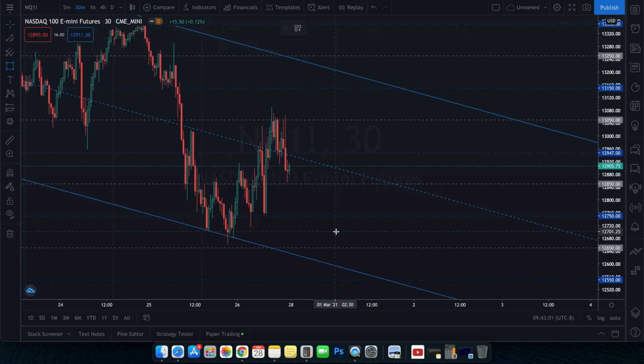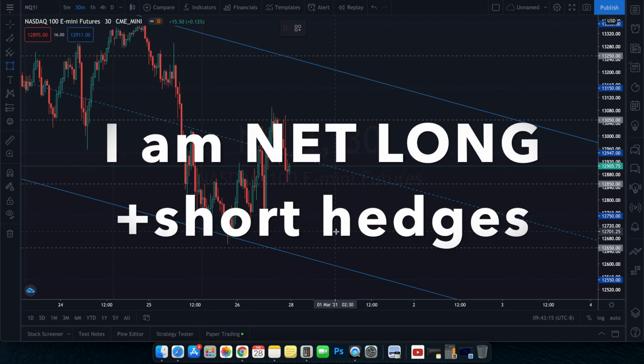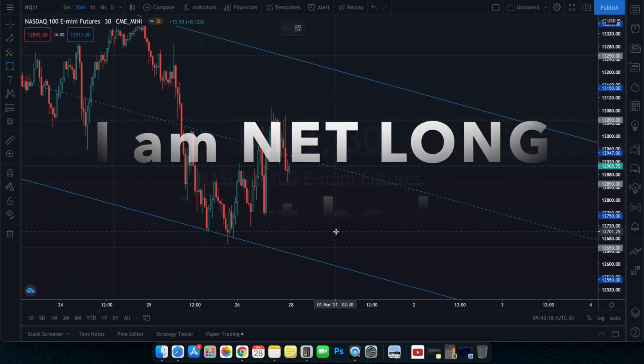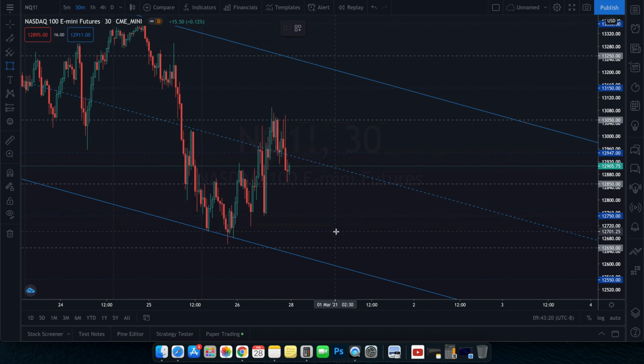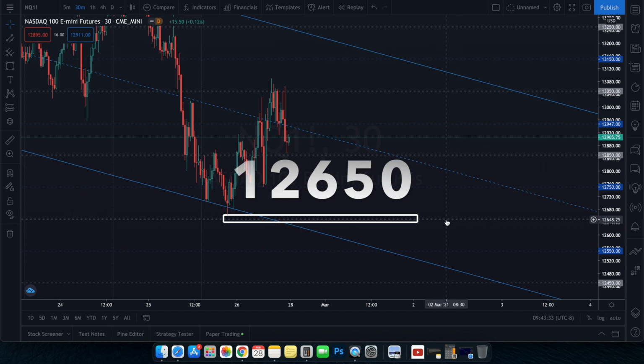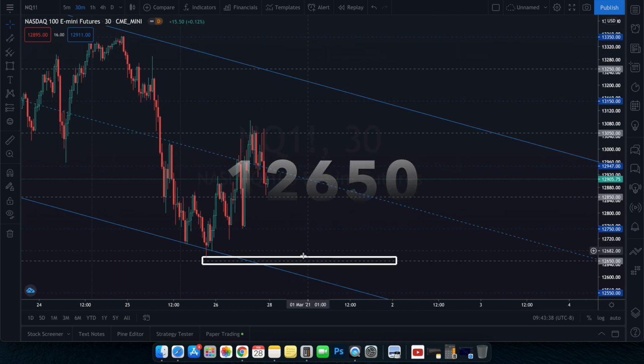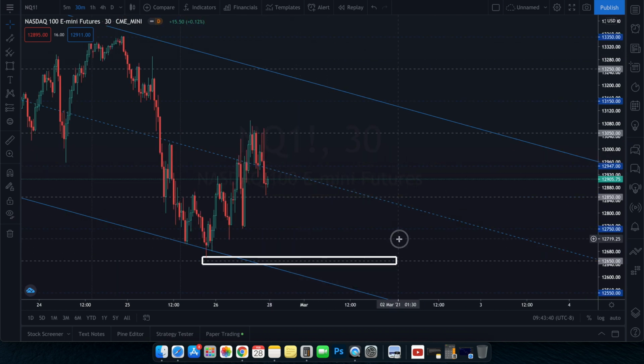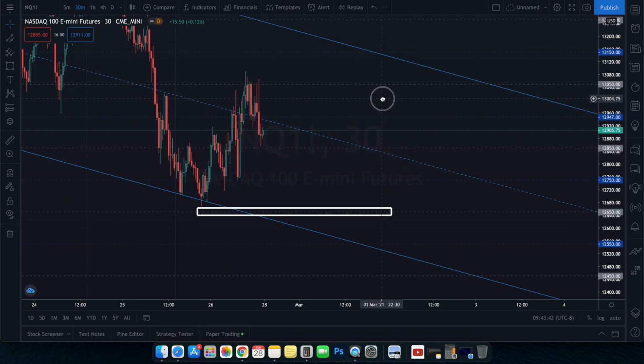All right, so I'm going to start with the levels that I'm going to look to add to my long positions, and I do have open long and short positions at the moment, but these are going to be the levels that I'm going to look to add more. The first level will be right under the Friday low in this area right here that I have marked at 12,650.